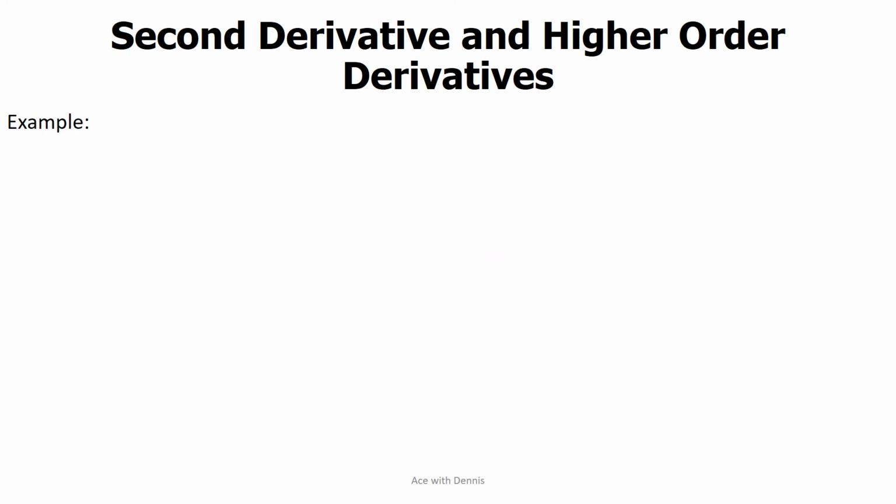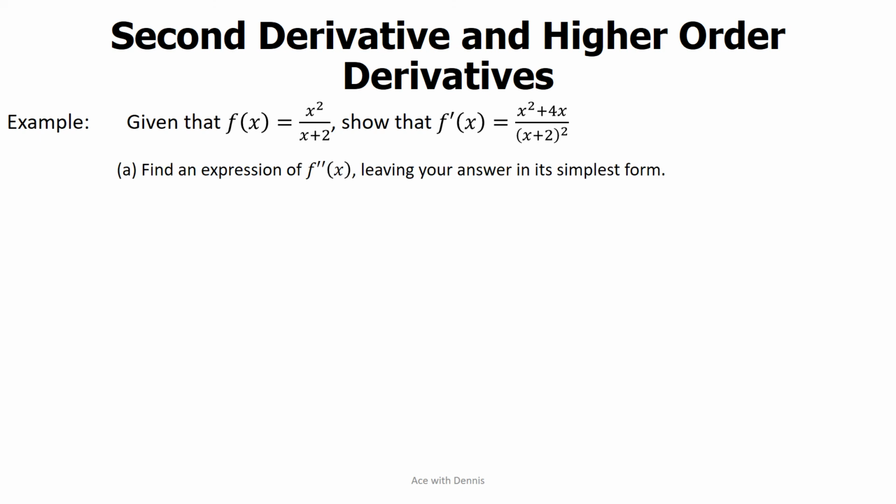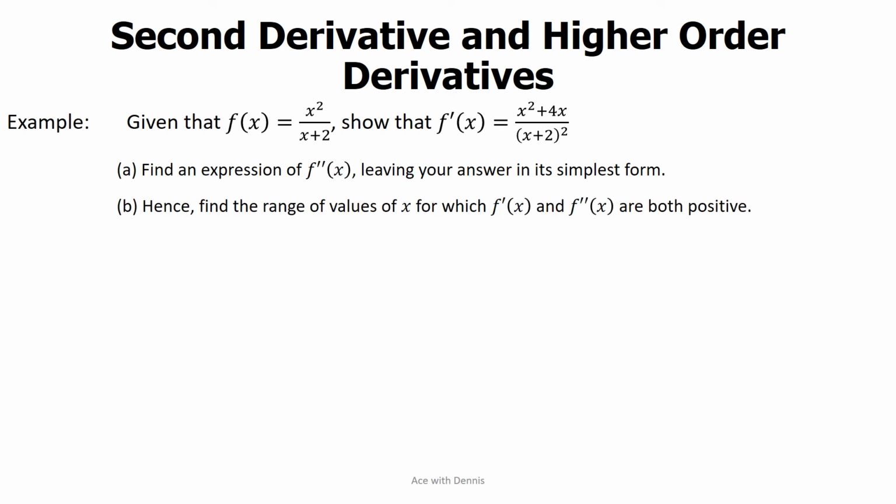Now, let's look at this example. Given that f(x) equals x squared over x plus 2, show that f prime x equals (x squared plus 4x) over (x plus 2) squared. A. Find an expression for f double prime x. Leave your answer in its simplest form. B. Hence, find the range of values of x for which f prime x and f double prime x are both positive.